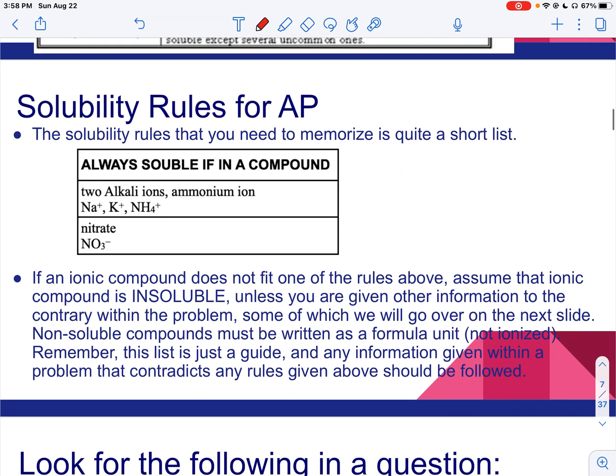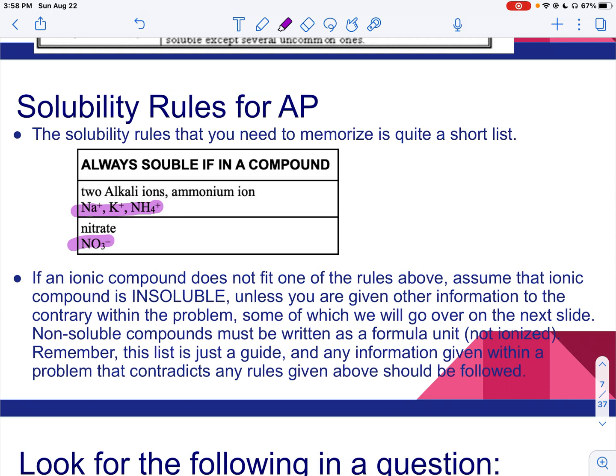For AP, you do not need to reference them. You only need to know these. Na plus, K plus, and NH4 plus are always soluble. So if you have an ionic compound, also known as a salt, you'll hear us use salt a lot, and it has Na, K, or NH4, we assume it's soluble. Also, if it has nitrate, we assume it's soluble. If it does not fit one of these rules, then we assume it's insoluble.